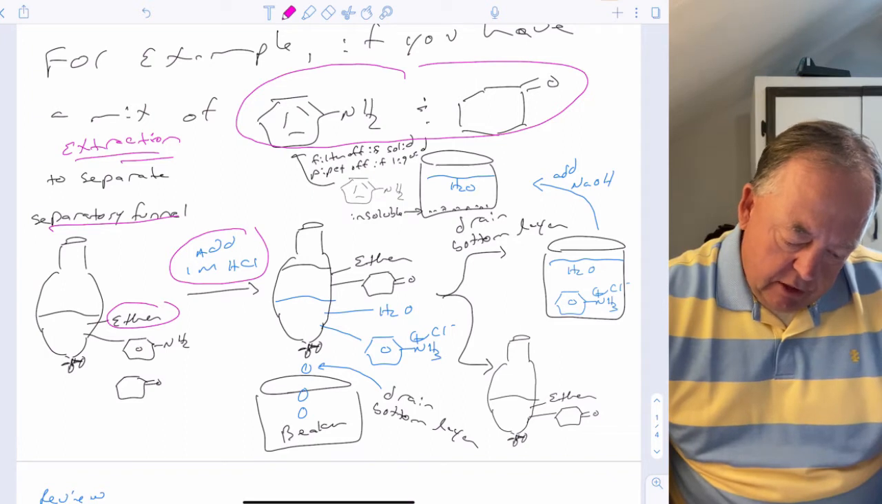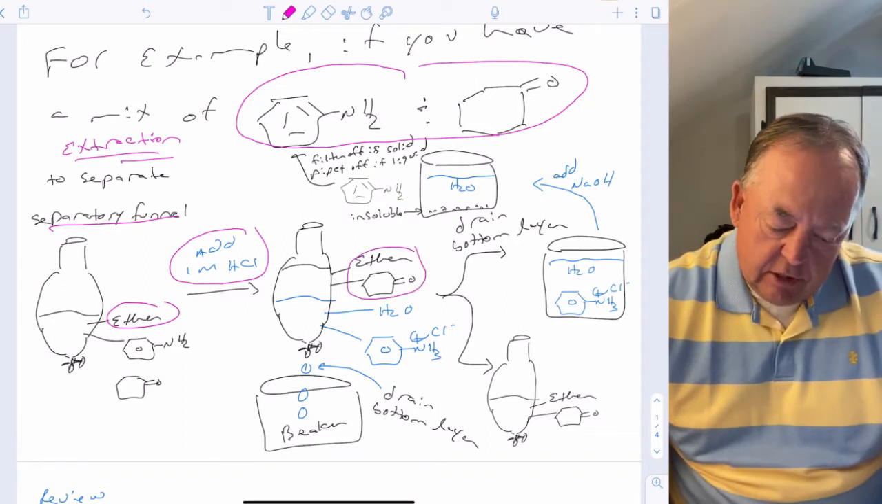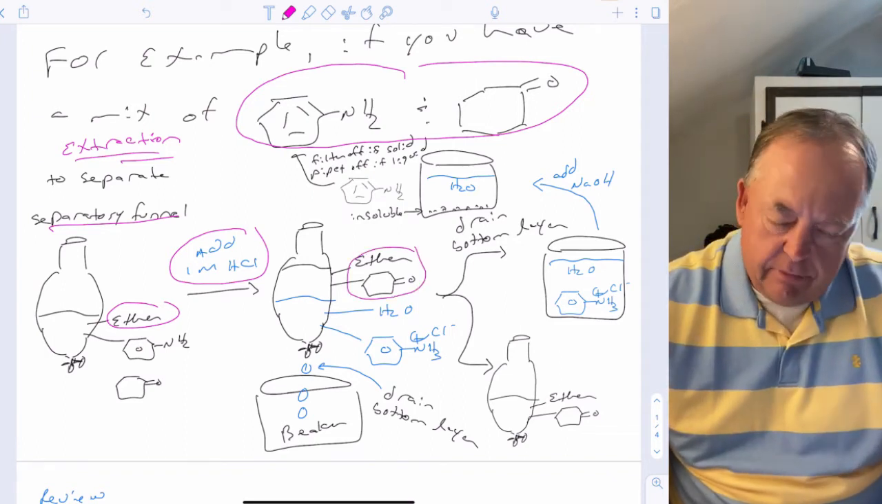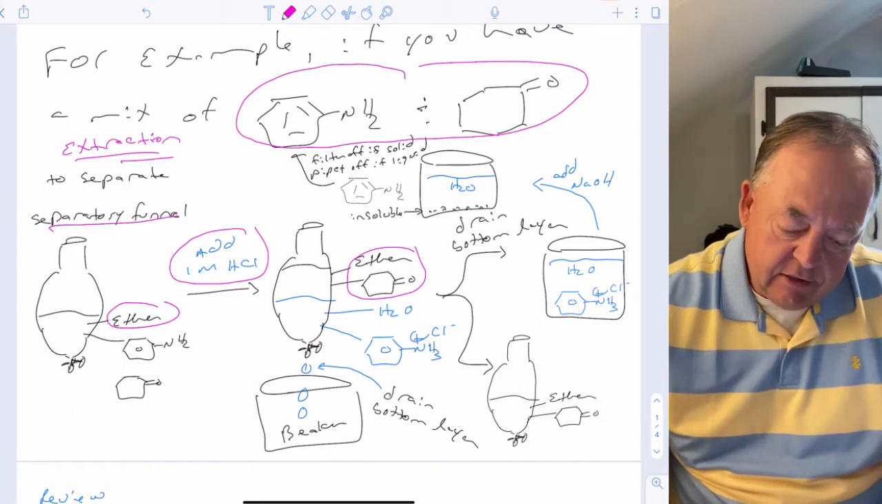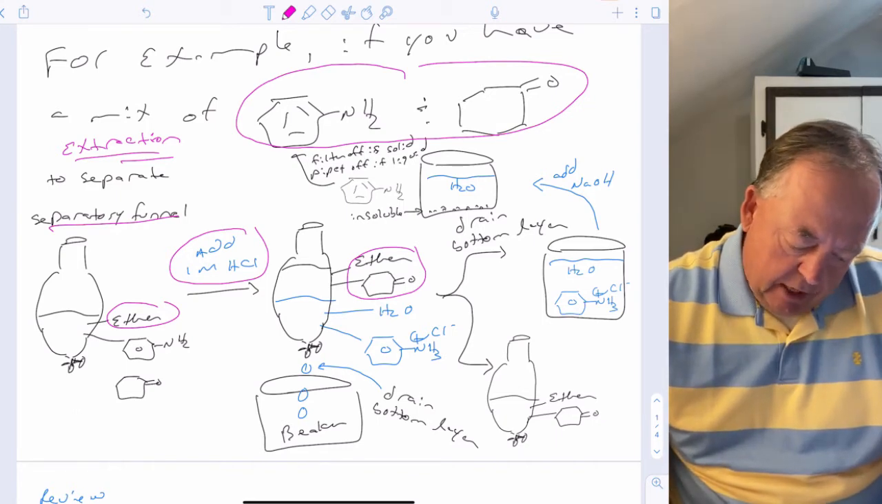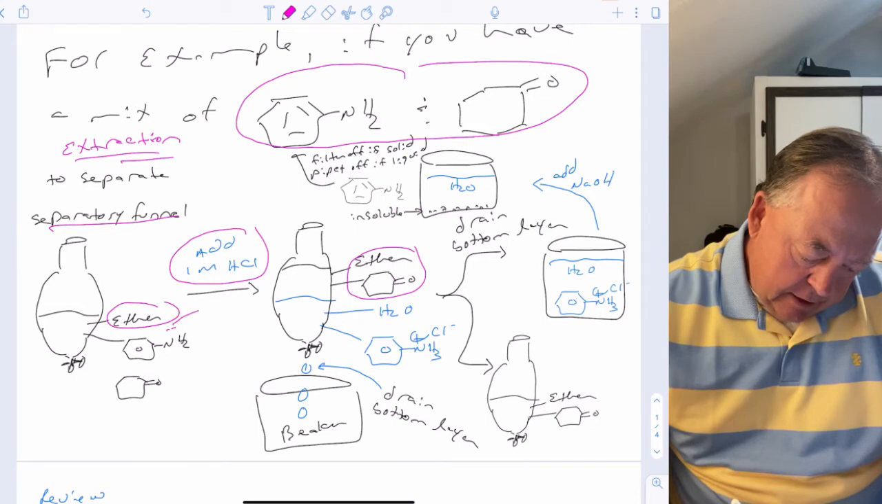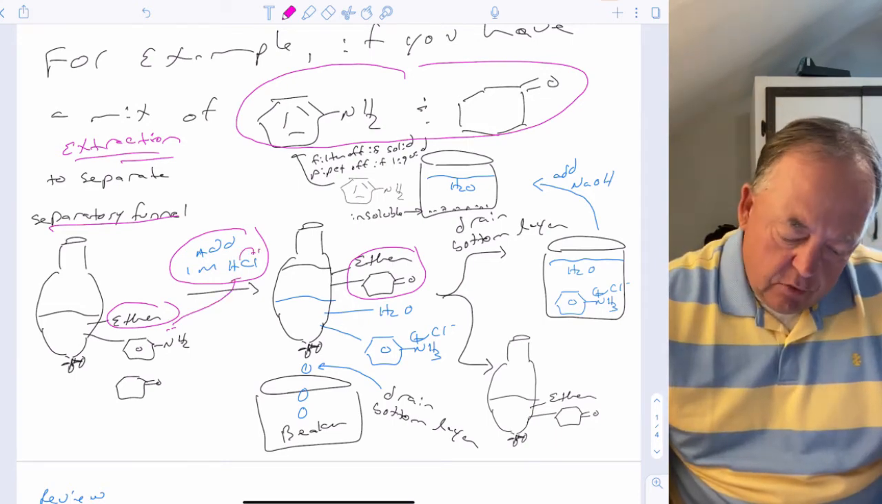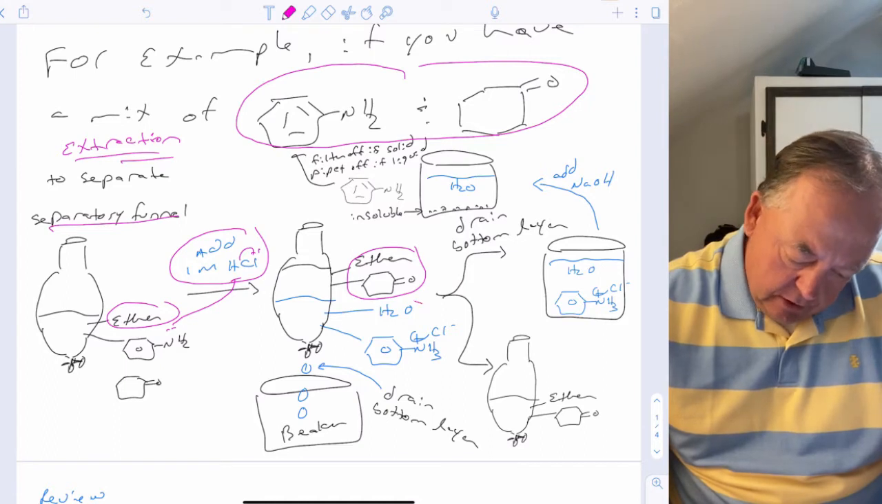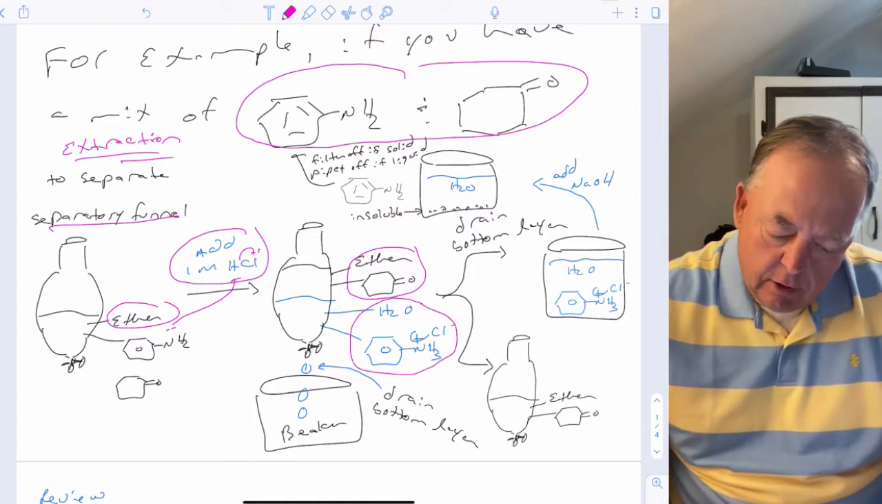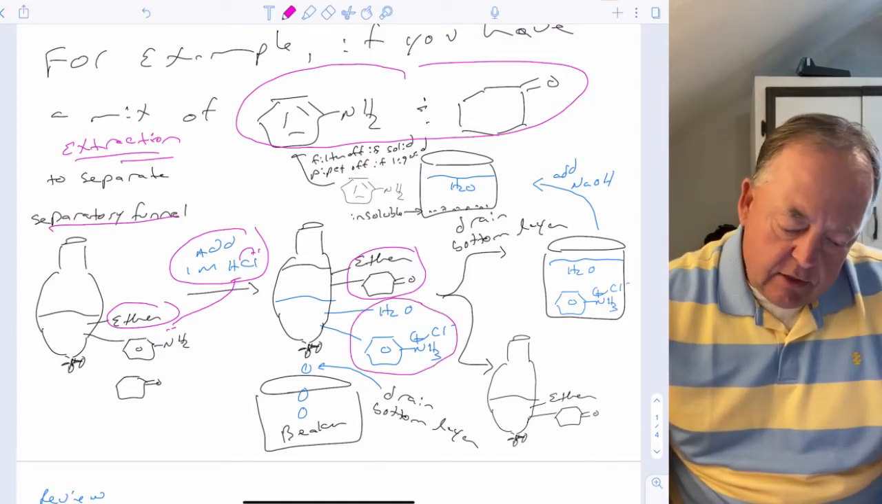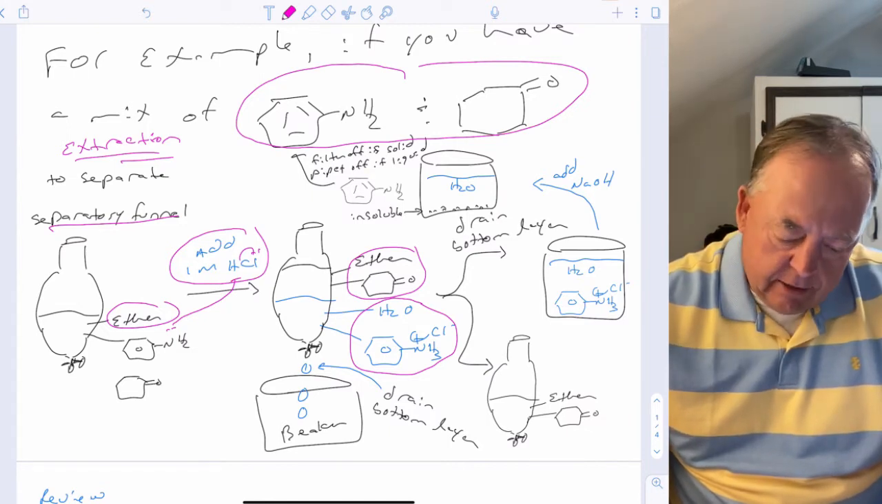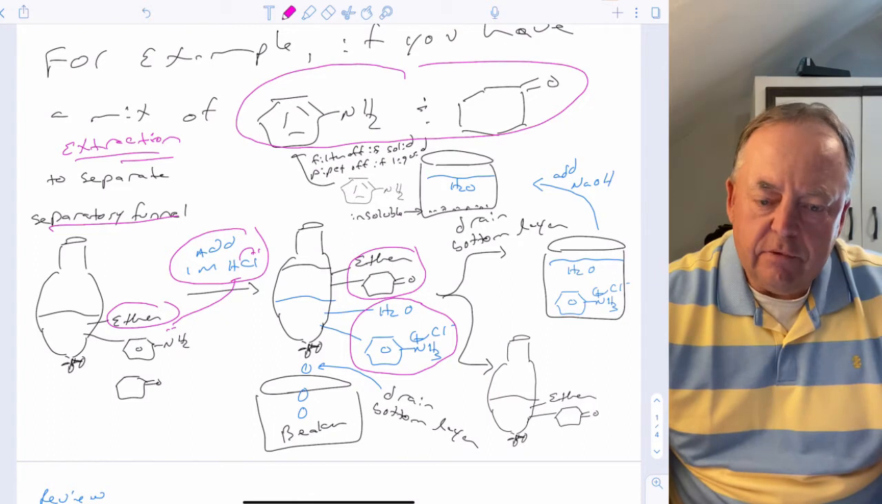the cyclohexanone is going to stay dissolved in the ether layer, which is now going to be the top layer because ether is less dense than water. Since we have HCl present, the aniline is going to react with that HCl to make the ammonium chloride salt, which is going to be water soluble. So now we have two layers, an ether layer and an aqueous layer. The ketone is in the ether layer, the ammonium salt, the aniline, is in the water layer. We now have them separated.